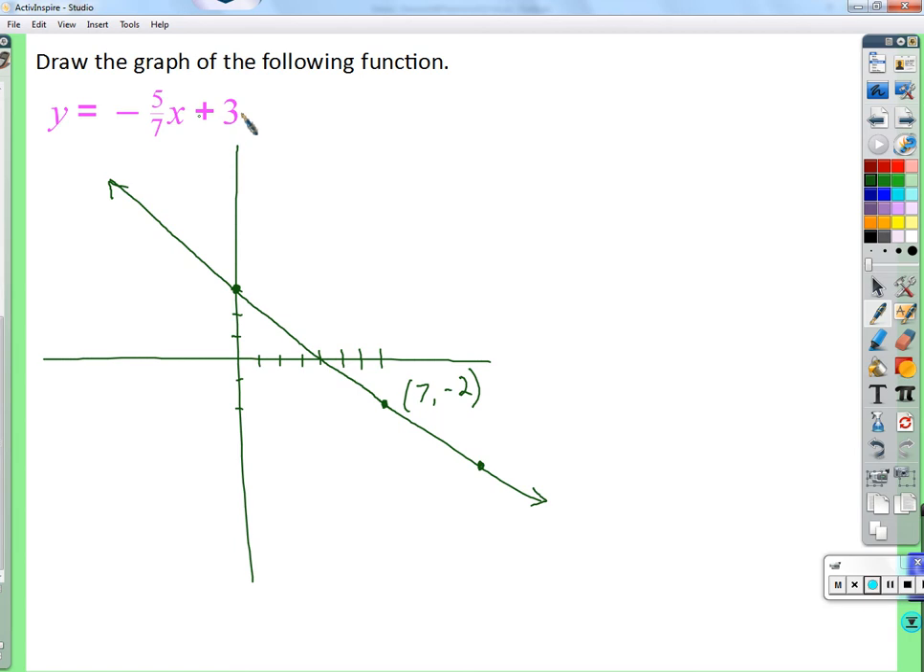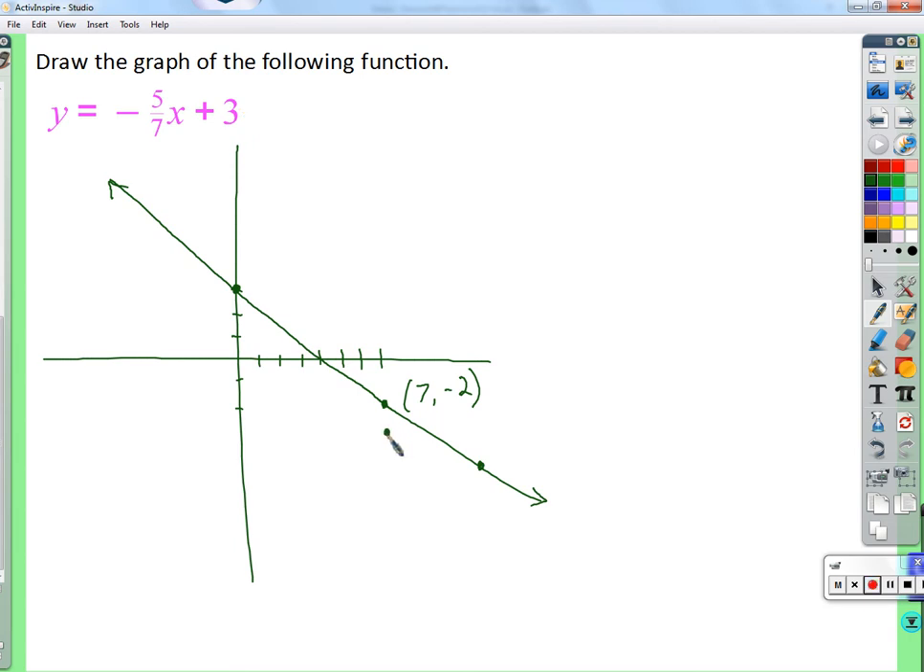Negative 5 plus 3, for a total of? Negative 2. We know that because that point tells us that, and it will come out to be negative 2.